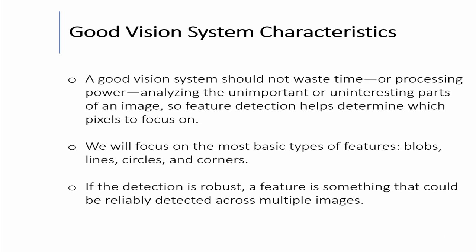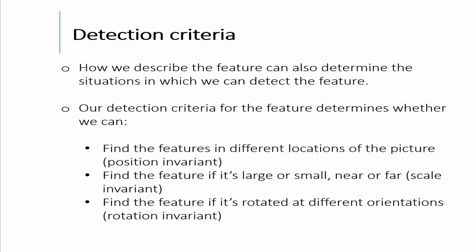This is very important when you're doing video sequencing, or detection across multiple images or sequential frames. Let's look at our detection criteria. How do we describe the features, and determine the situations in which we detect them? Our detection criteria determine whether we can find the feature in different locations of the picture, which means it's position invariant. Find the feature if it's large or small, near or far, that is scale invariant. Find the feature if it's rotated at different orientations, in other words, rotation invariant.